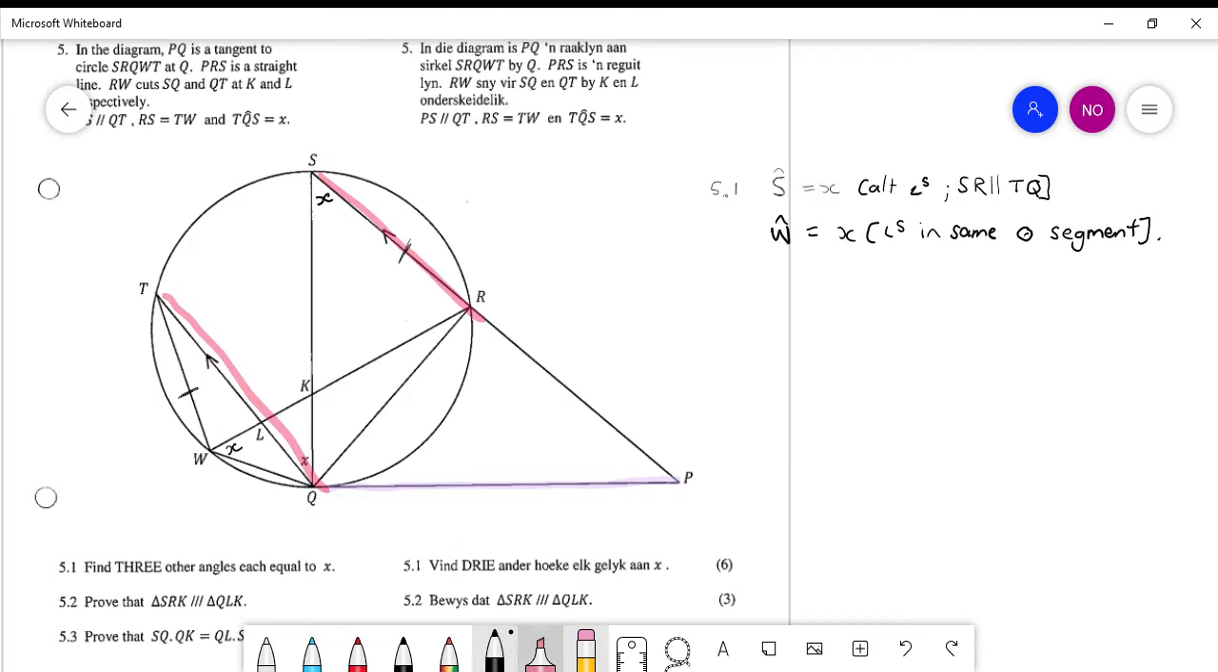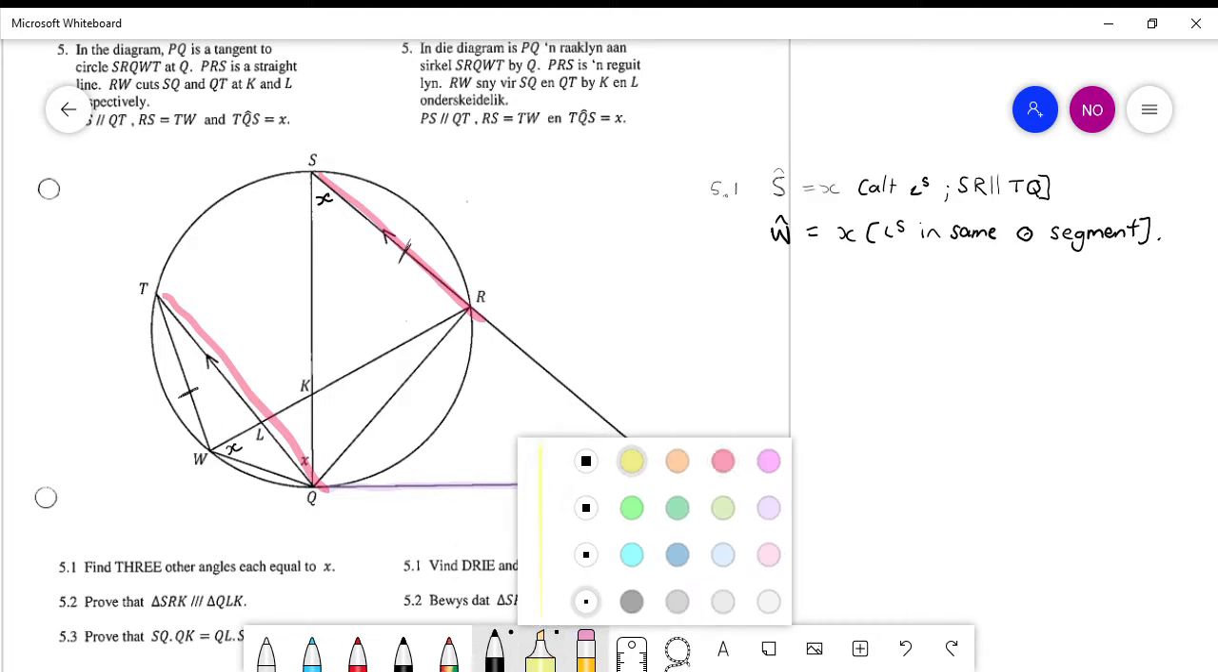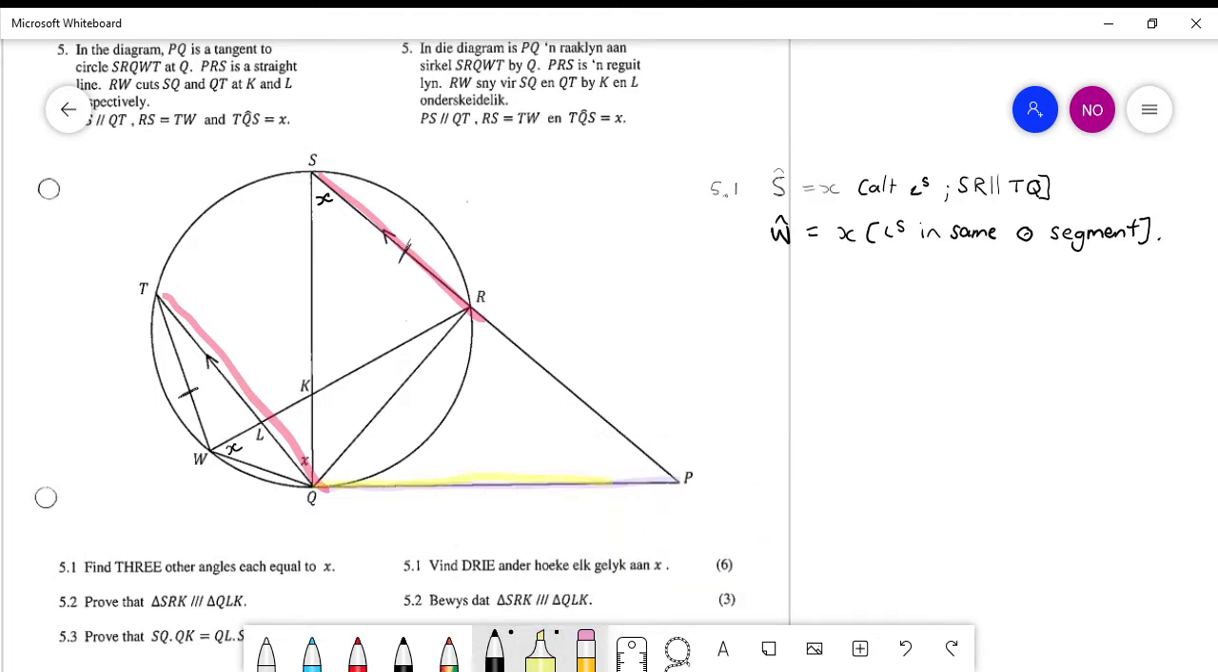Okay, onthou as ons hierso 'n raaklyn het, and this forms the base of a triangle, you see then that or that can be the opposite angle of the triangle. So dit maak nie saak van wat se een af jy gewerk het, jy stem julle saam dat die hoek RQP gaan ook gelyk wees aan X. This one down here. And your reason, doesn't matter which one you use, will be angle between tangent and chord.